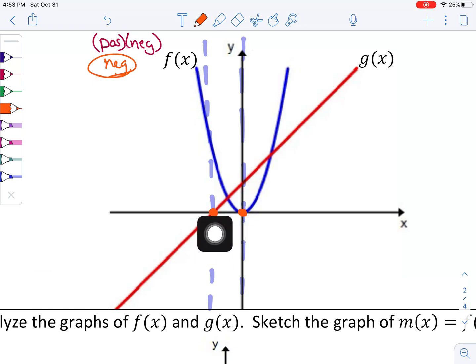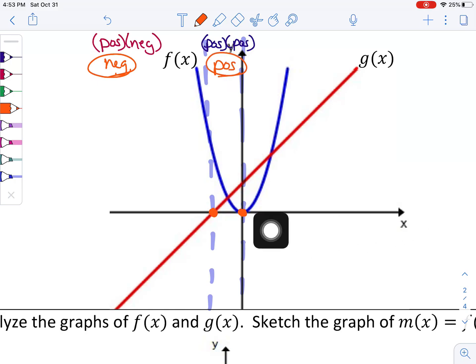Now, if I look between these two x-intercepts, the blue curve is above the x-axis, so it has positive function values, and the red line is above the x-axis, so it has positive function values. So a positive times a positive will always give me a positive value.